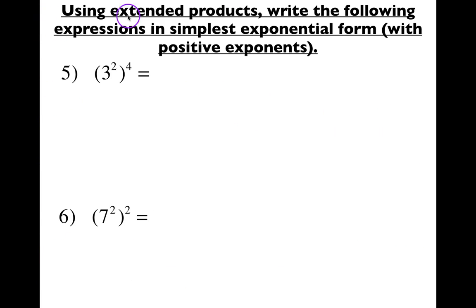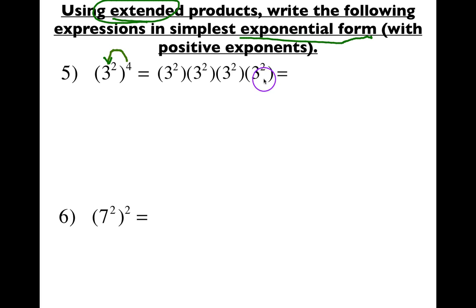Okay, it says, using extended products, write the following expression in simplest exponential form with positive exponents. So they do want us to extend it first, and then they want us to simplify it in exponential form. So we're not going to evaluate it at all. So here, I'm going to say what's being raised to the 4th power. It's a 3 squared. So I'm just going to go ahead and write 3 squared 4 times.